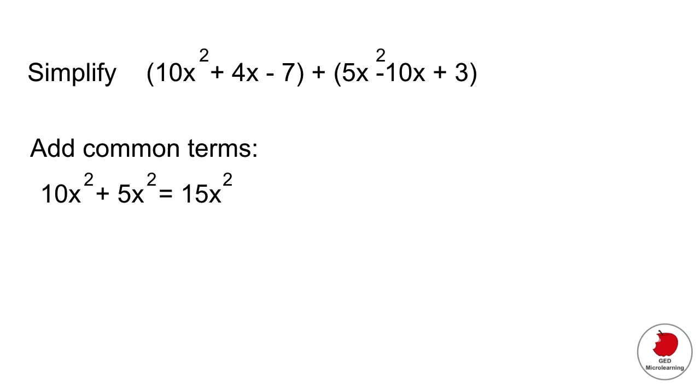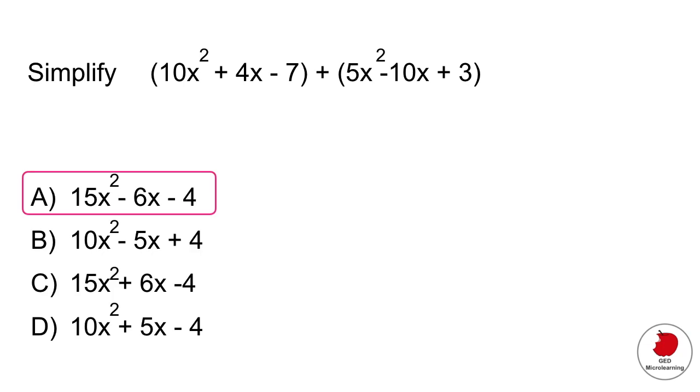The next set of common terms would be numbers that have an x next to them. So 4x and 10x. Okay, so we have 4x plus negative 10x, which would give you negative 6x. And then finally, the last common terms are minus 7 plus 3, which would give you minus 4. All right, and those three terms together make up your new expression, which is option A.